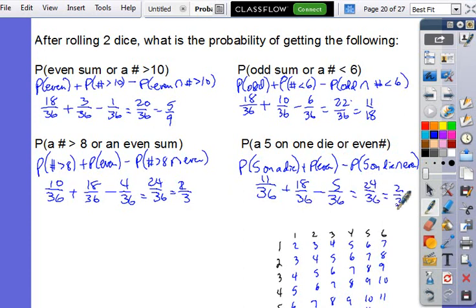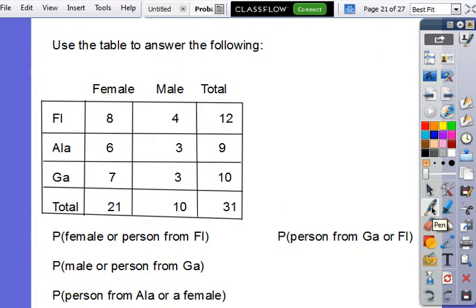So if I'm looking at these, it gives me the 3 states over here: Florida, Georgia, and Alabama. The males and females, and pick whatever it's just talking about, it really doesn't matter. The top and the bottom row is your total. The last column on your right is your total. So if it says female or a person from Florida, is that mutually exclusive or overlapping? It's overlapping because I can have a female that is from Florida. So I have to approach it the same way as the others.